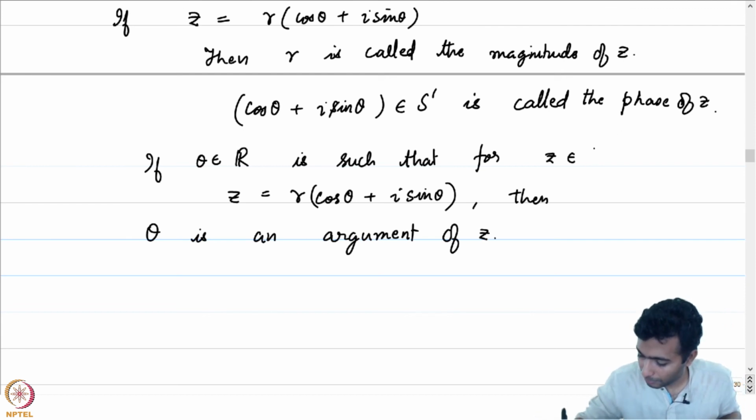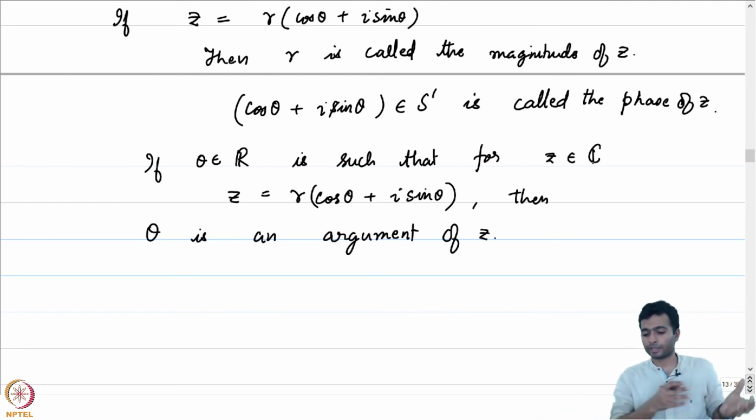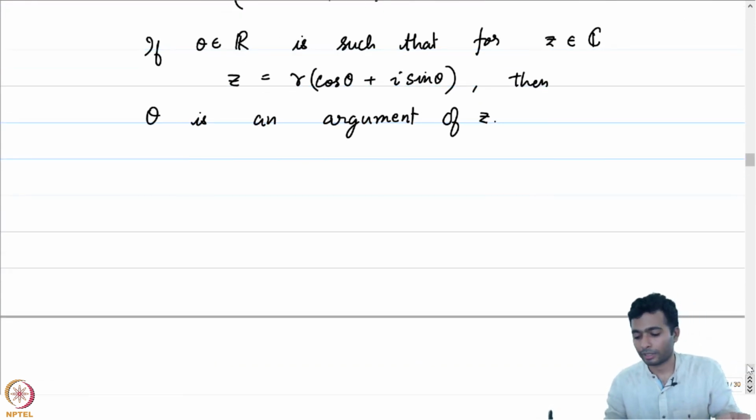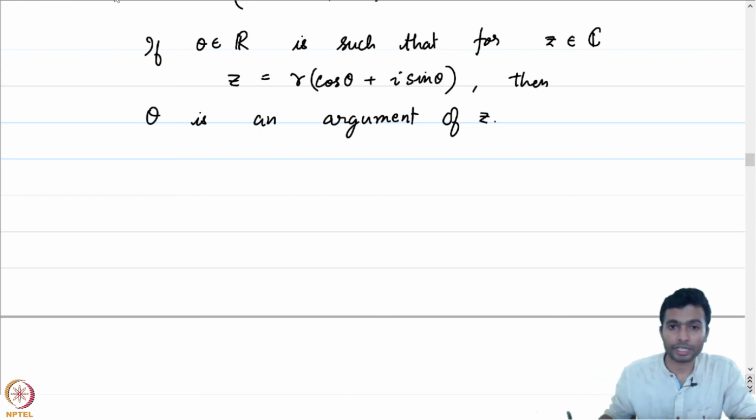So this is in the complex plane. Any complex number can be written as r times omega, where omega is in S1, and because of that there is a theta such that z is r cos theta plus i sin theta. Such a theta is called an argument of z. Notice that if theta is an argument, then basic trigonometric rules tell us that theta plus 2 pi is also an argument. Theta plus 2 pi k is an argument for each k in the set of integers, and that is why the word "an" was used. There are multiple arguments for the same complex number.